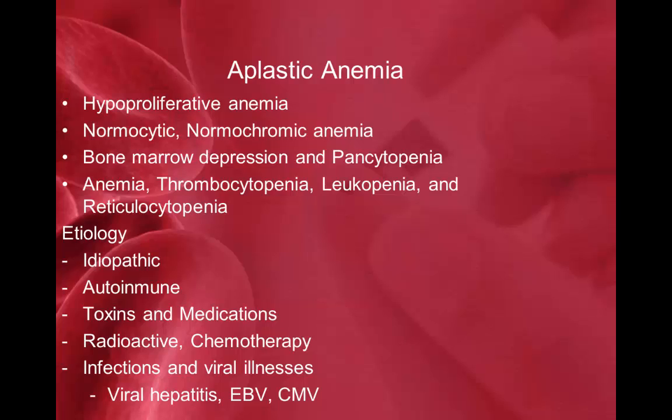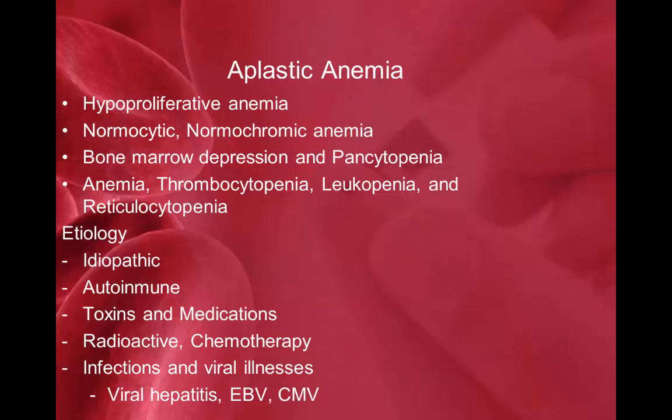Now, let's talk briefly about aplastic anemia. That's basically hypofunctioning of the bone marrow. It is another type of normocytic normochromic anemia that results in loss of blood cell precursors, causing hypoplasia that I discussed briefly at the beginning. It is a type of hypoproliferative anemia. There's bone marrow depression with pancytopenia, meaning that all the cell lines are diminished. You have anemia, you have leukopenia, you have thrombocytopenia, you have reticulocytopenia, you have neutropenia.